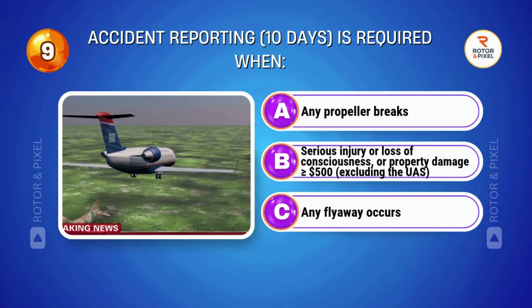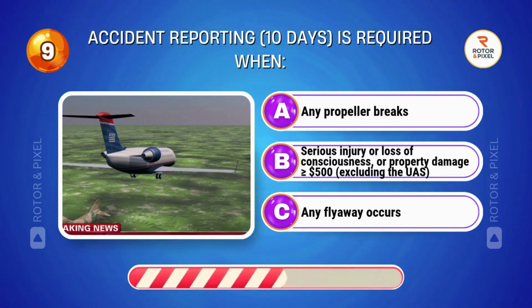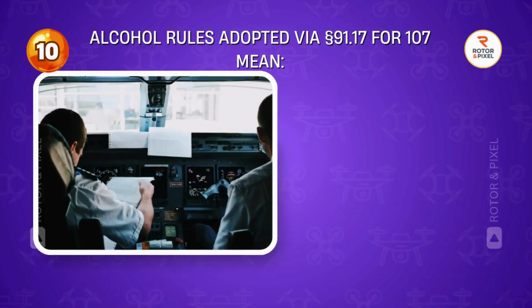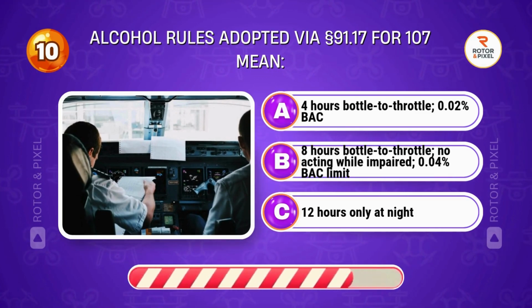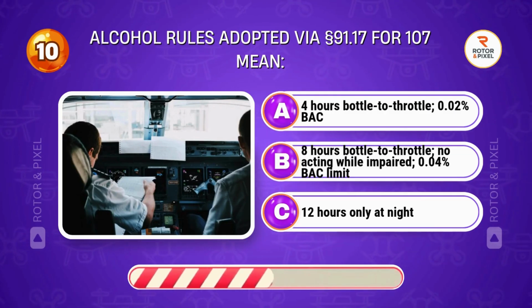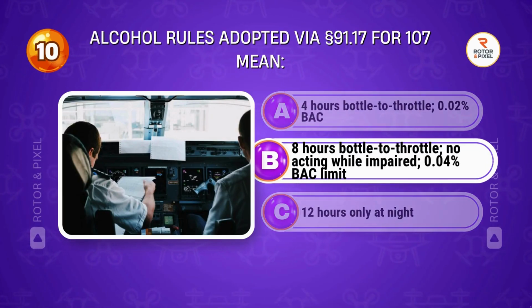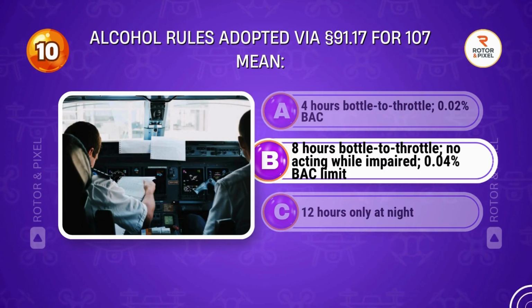Accident reporting within 10 days is required when... Answer B, serious injury or loss of consciousness or property damage greater than or equal to $500, excluding the UAS. Alcohol rules adopted via Section 91.17 for 107 mean... Answer B, 8 hours bottle to throttle, no acting while impaired, 0.04% BAC limit.